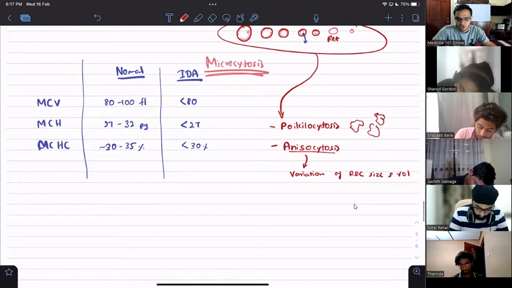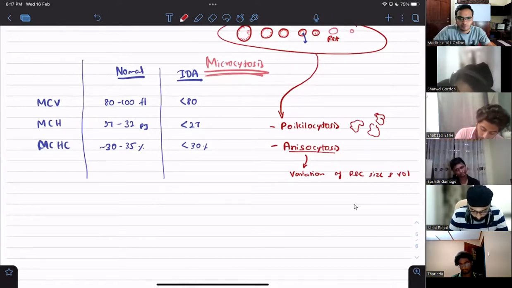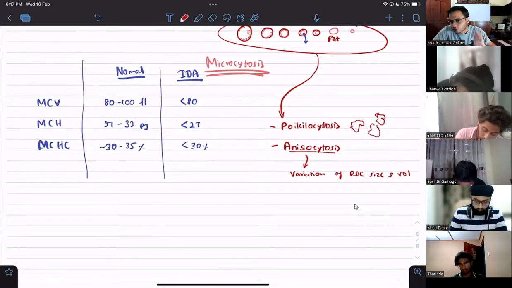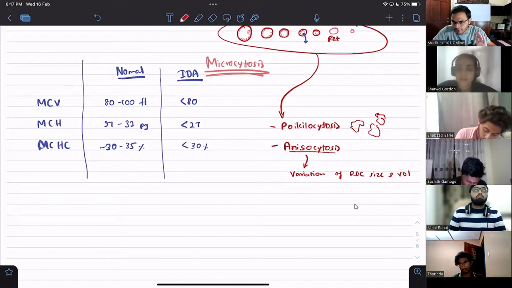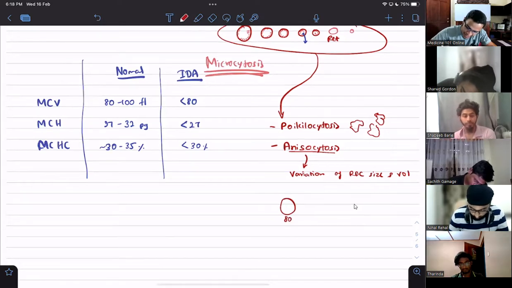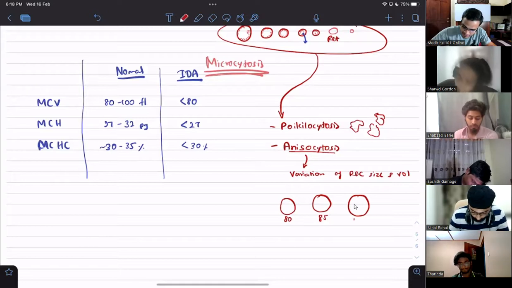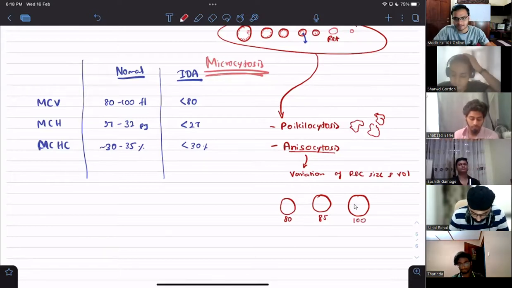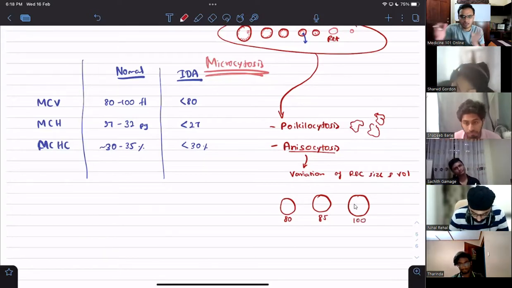Now, what does this mean, guys? Usually in a normal person, if you check the blood sample, what is their MCV? 80 to 100 femtoliter, right? If you look at some of their cells, some of them will be about 80, some a little bit bigger, 85, and some 100. A normal person, but usually within this range.